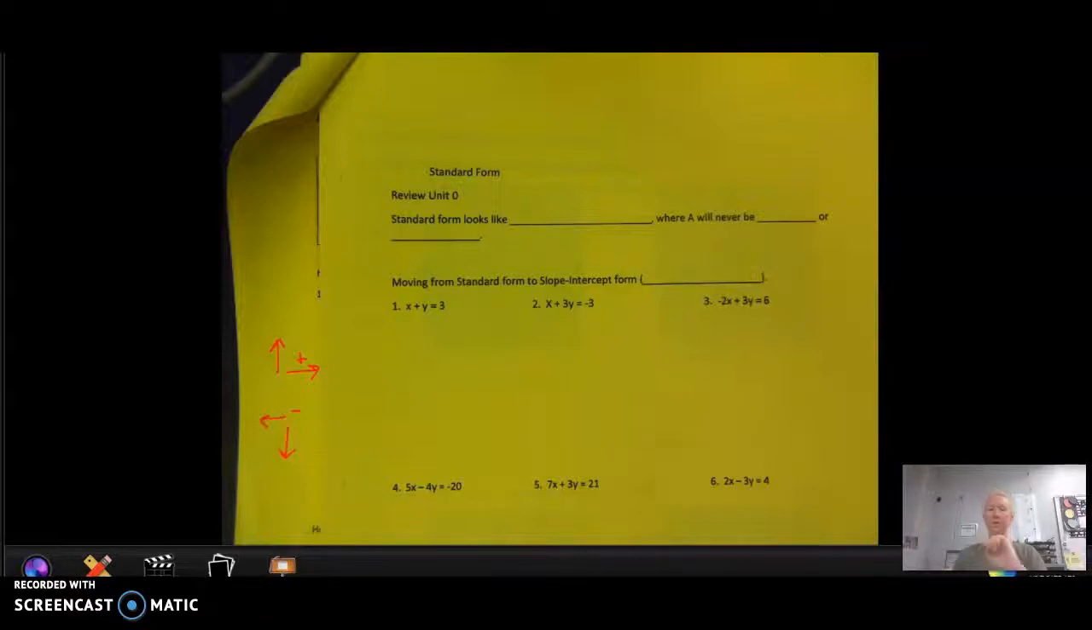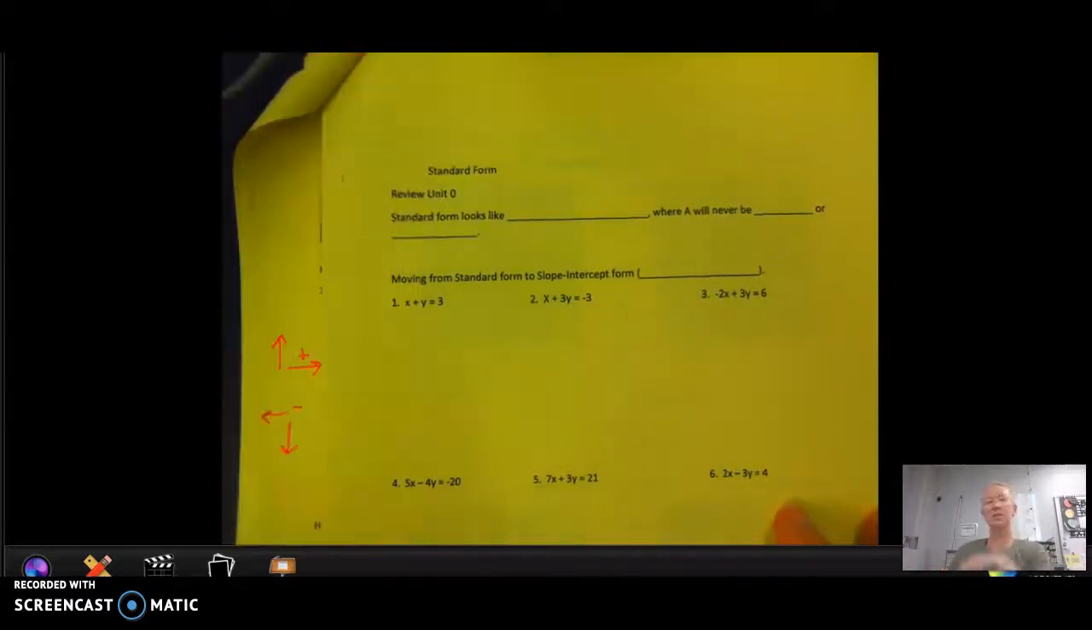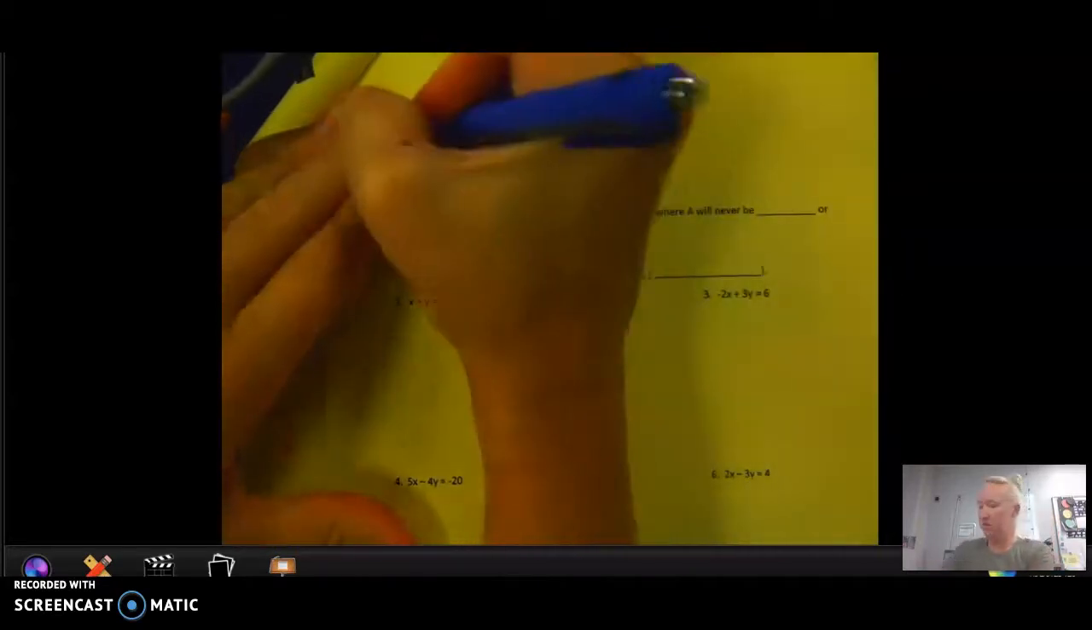Hi guys, we are going into reviewing of standard form of an equation. So this is standard form of linear equation. When graphing lines, this is one of the forms. So we have slope-intercept form, which is y equals mx plus b. I'll go ahead and write these down.